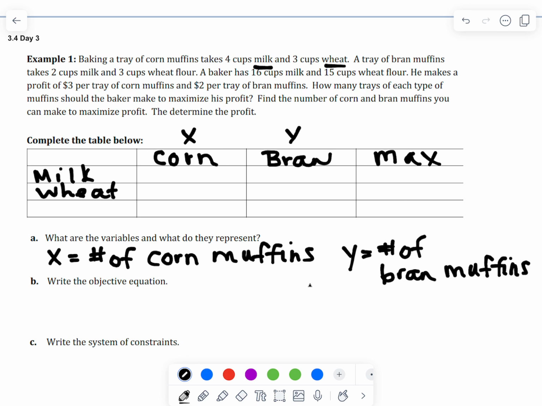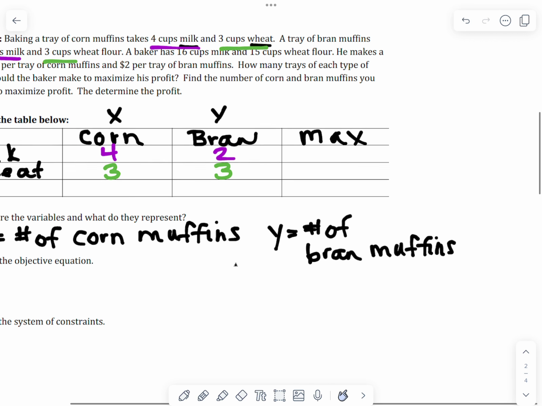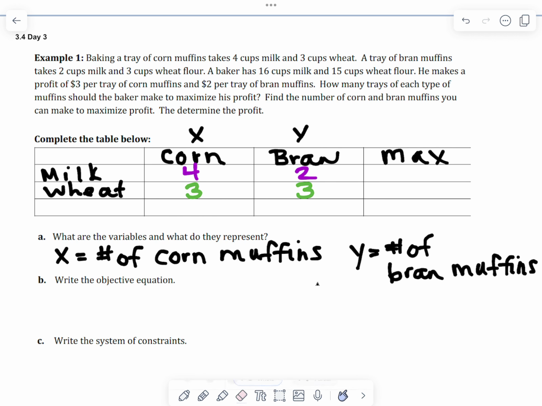A tray of bran muffins is 2 cups milk, a tray of corn muffins is 4 cups milk. 3 cups of wheat for corn, 3 cups of wheat for bran. Then we have their restrictions or maximums. So there are 16 cups of milk as the maximum, and 15 cups of wheat as the maximum.